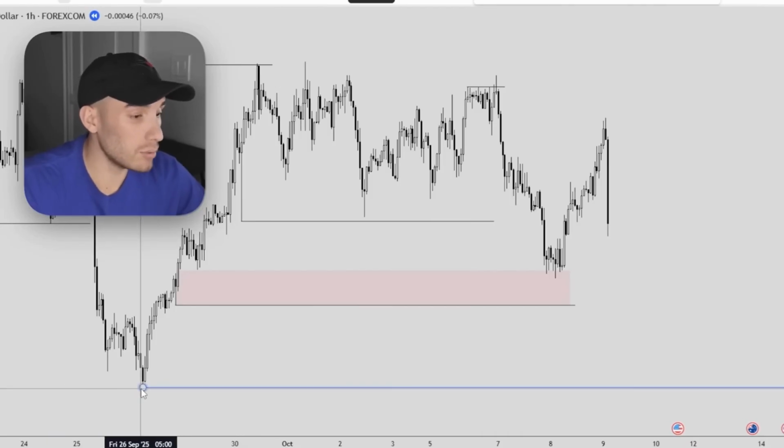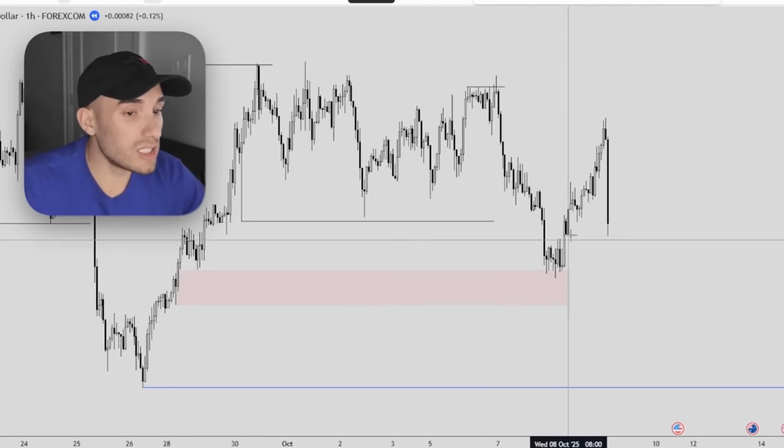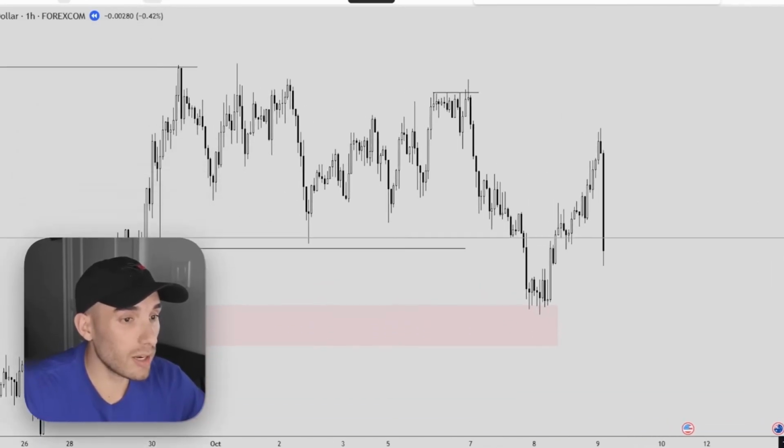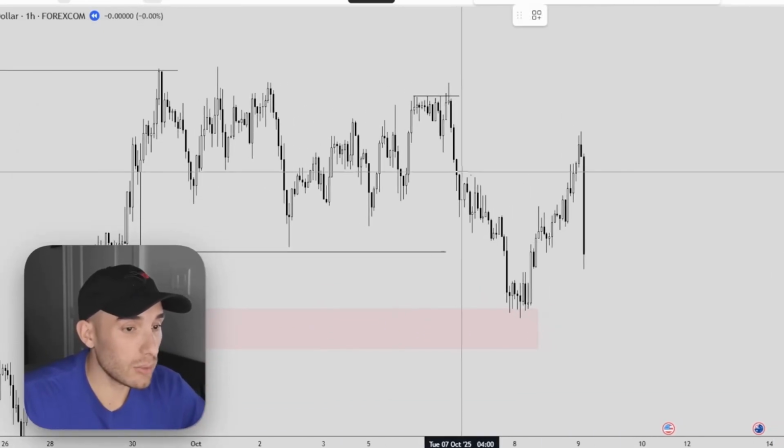So we're going to plot that blue line on. Again, we go bullish. What was the intention behind this bullish move? We can clearly see, I'll zoom in a little bit more here. We can clearly see, look at this liquidity buildup we've left.